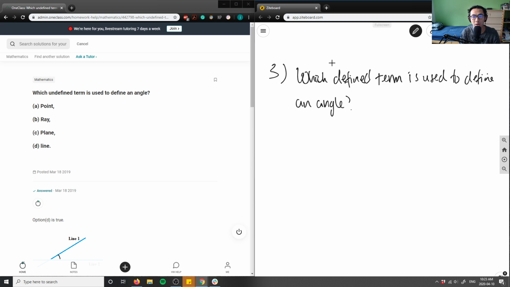Okay, so this is a geometry question. If you're a geometry student, this is kind of what's familiar to you. Or actually, I think it's a pre-algebra question as well. I think this is more of a pre-algebra question than a geometry question, just because we're looking at points, rays, planes, lines. We're looking at all these concepts.